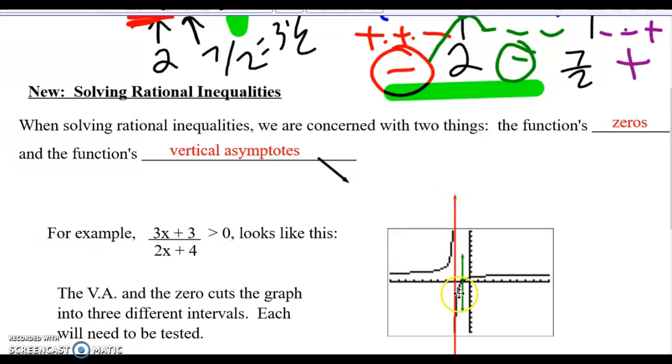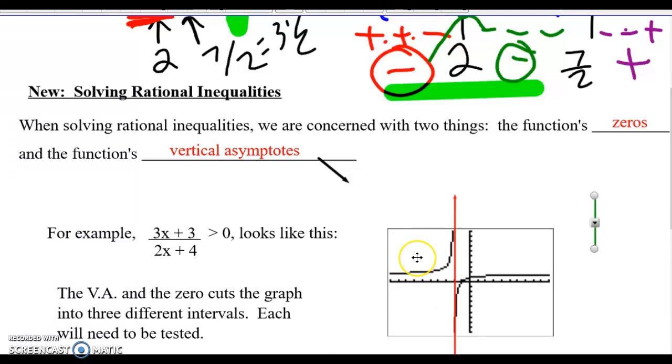Oh look, here it is, in the graphing calculator. And there's actually a horizontal asymptote as well at 3/2. Let's see if you can figure out why. The vertical asymptote and the zeros cut the graph into 3 different intervals.